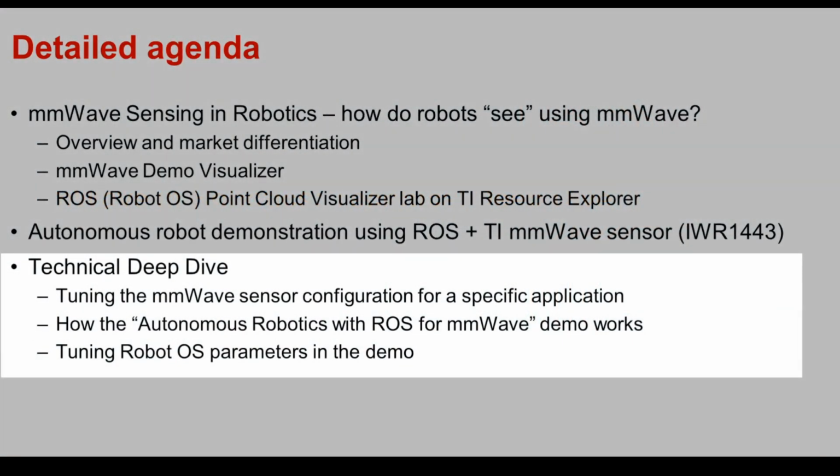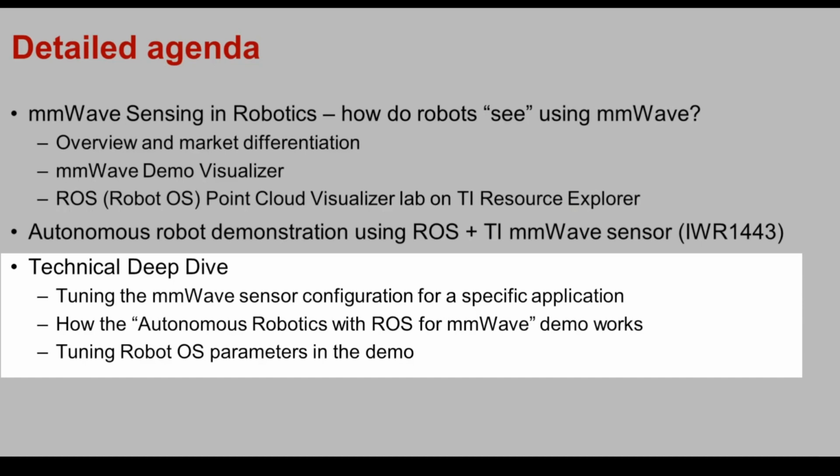This is the second portion of the mmWave and robotics training, which covers the technical deep dive. Topics include the steps involved in tuning the mmWave sensor configuration for a specific application, a description of the main components of the autonomous robotics with ROS for mmWave demo to understand how it works internally, and finally, a list of the most important tunable RobotOS navigation stack parameters that can be used to adjust the behavior of the robot.